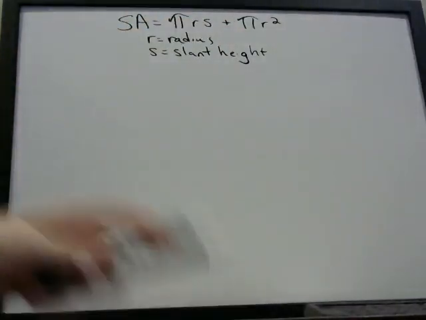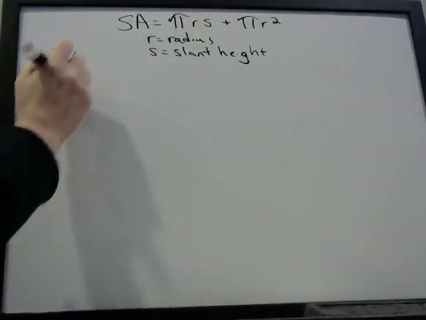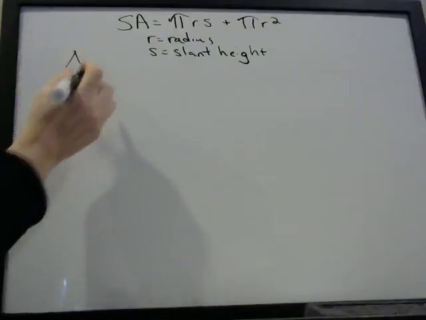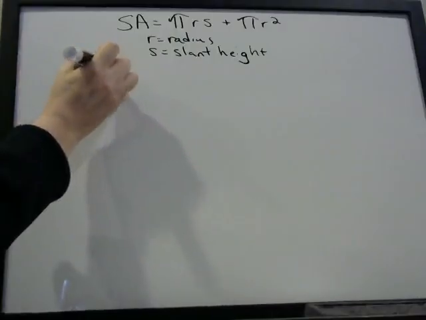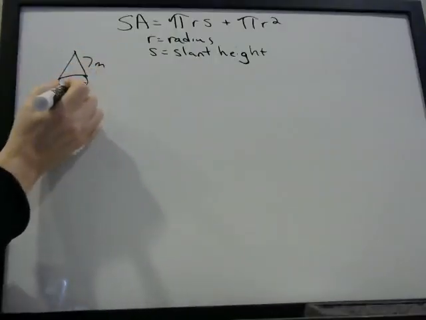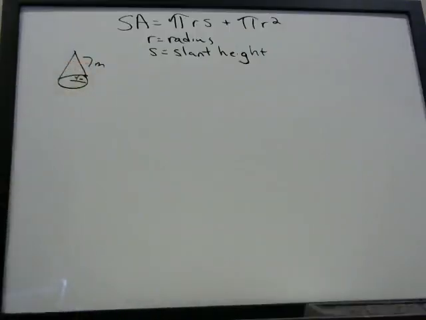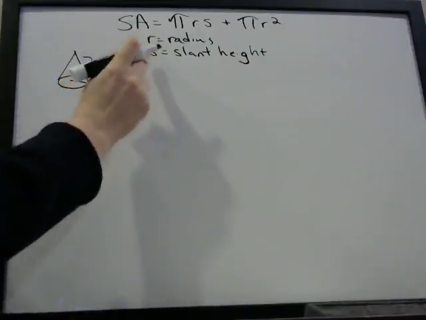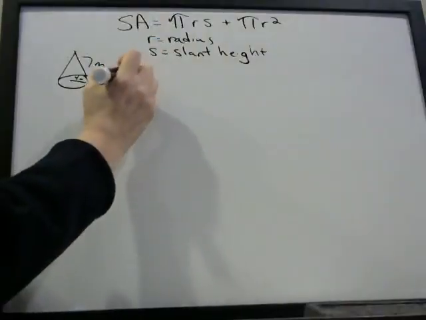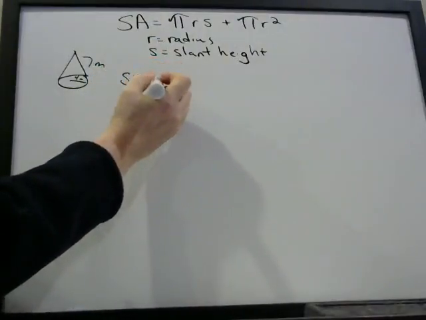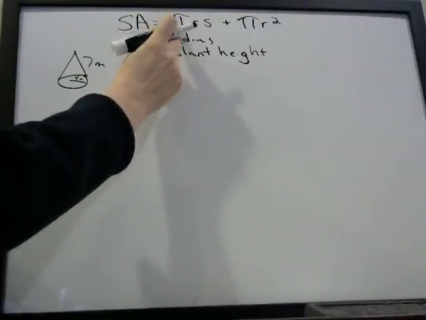So let's do a problem. Let's say we have a cone, and its slant height is 7 meters, and its radius, remember that's in the circle, is 4 meters. So what's the surface area? All we're going to do is plug these numbers into this formula, get our calculator out, and figure out the answer. So surface area equals pi.